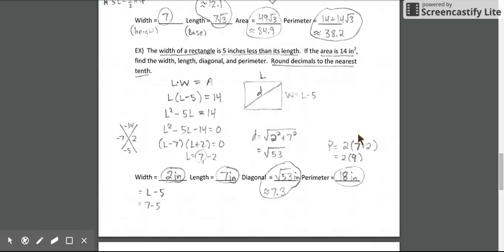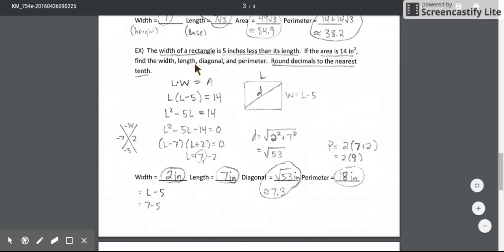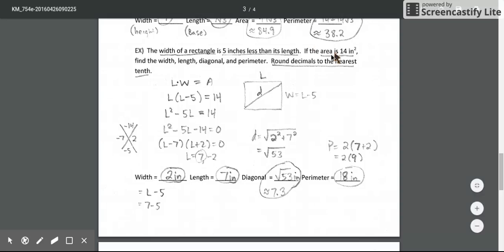In this last example, just words. So anytime you're given a math problem in words, it might help to draw some pictures so you can visualize it. Underline important information in the words. It says the width of a rectangle is 5 inches less than its length. So if we say that L is the length, then L minus 5 would be 5 inches less than that. We're told the area is 14 square inches.